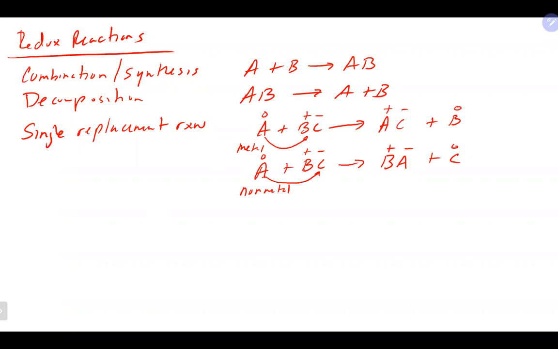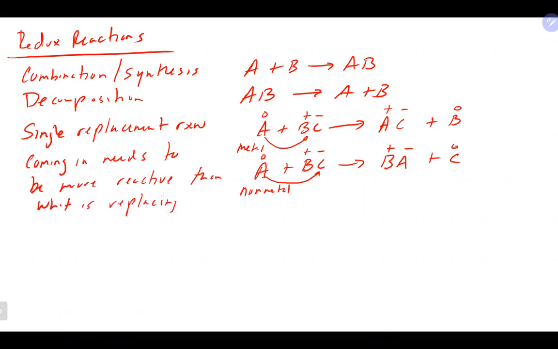Also remember, in order for this reaction to take place, the one coming in has to be more reactive than the one it's replacing. So whatever is coming in needs to be more reactive than what it is replacing. Obviously, if it is not more reactive, then the reaction would not take place. So for example, the one I just did there with the zinc and the hydrochloric acid, if you swap out zinc for copper, copper is less reactive than hydrogen, so it will not take place.